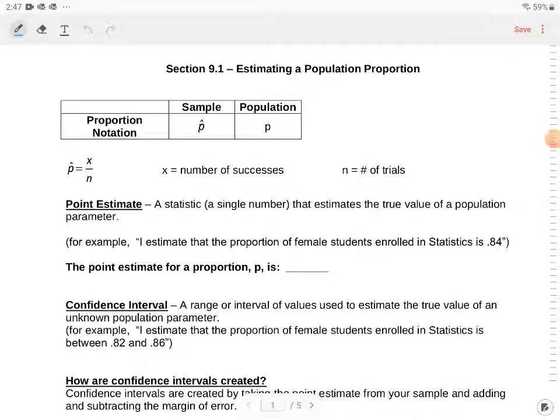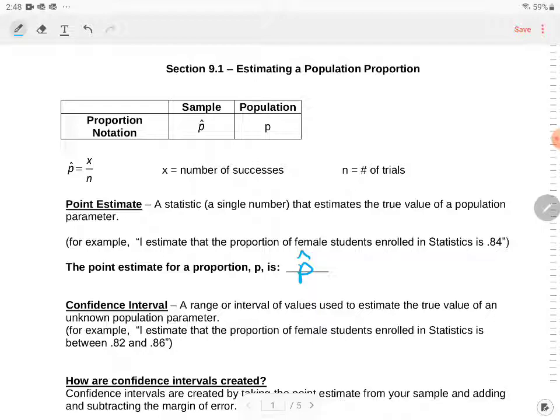Hello, we will be estimating a population proportion. It's really important that you learn the correct symbol that goes with each of the following that we are about to do. The point estimate is a single number that estimates the true value of a population parameter. The point estimate for proportion is p hat.